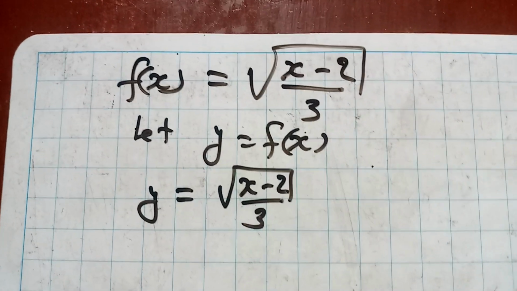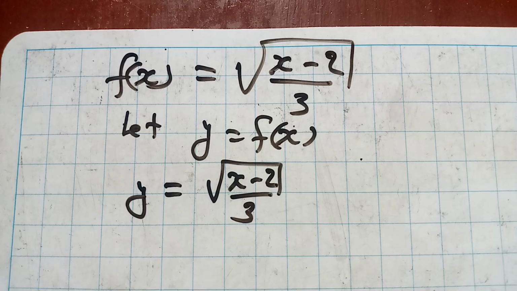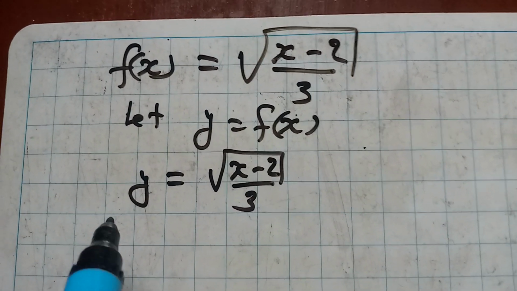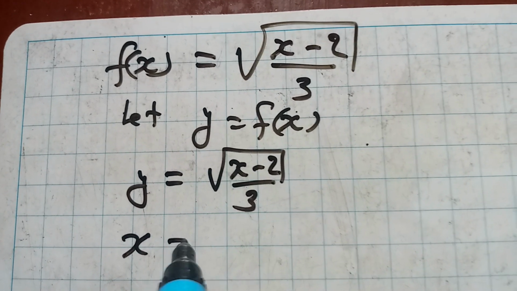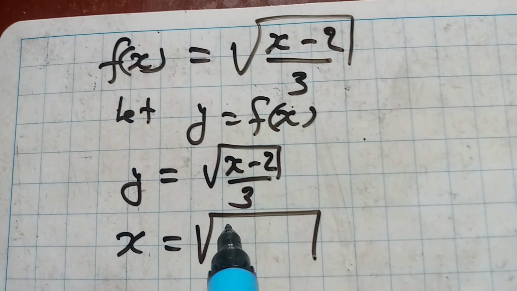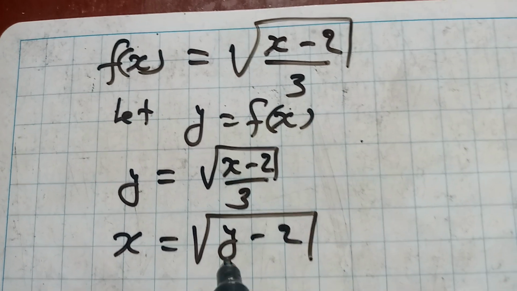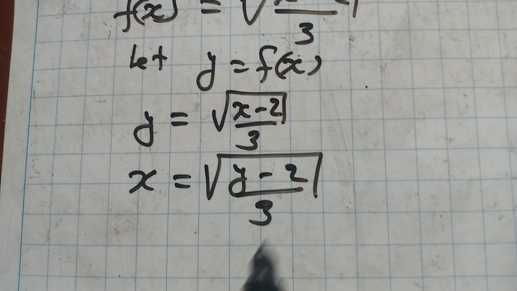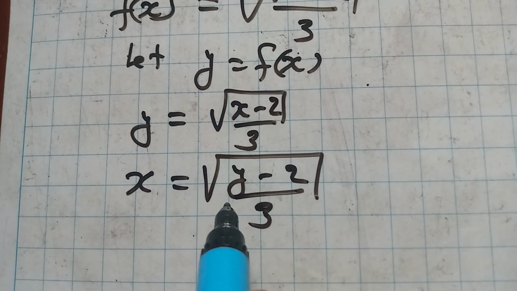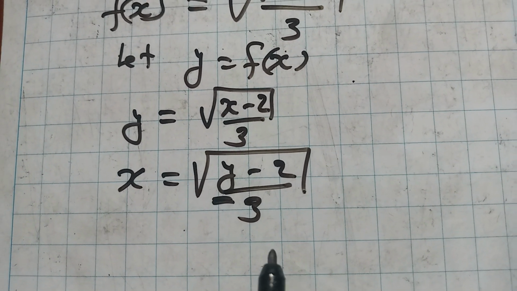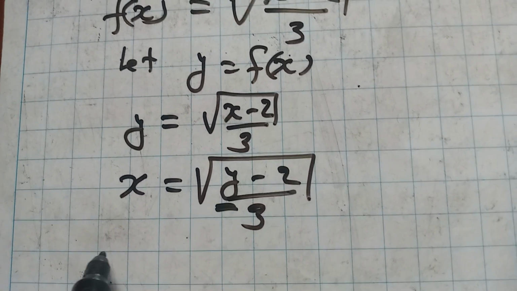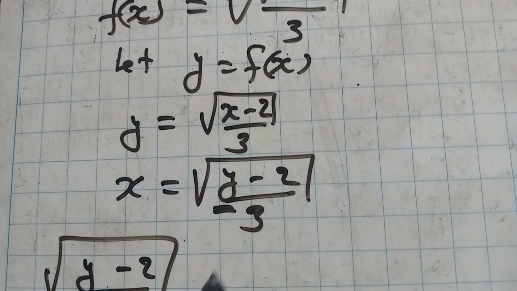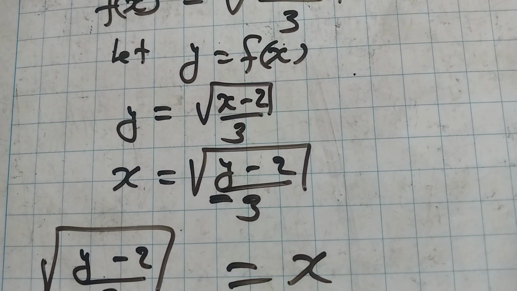Here we have to interchange x and y. We have to interchange variables. We make this y into x and our x into y. Now it is the square root of y minus 2 divided by 3, equal to x. Here you have to solve for y. Find the value of y.